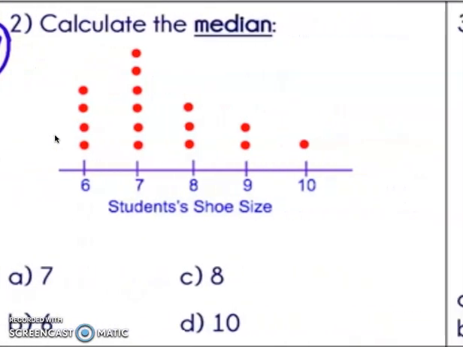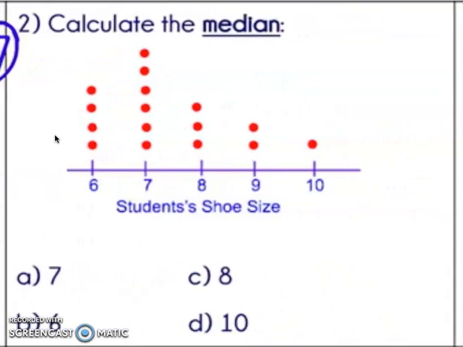Number 2 is a dot plot, and it says to find the median. So if we're going to find the median, the very first thing that we have to do is list out the entire data set. So if you didn't do that, you're going to do that with me now. List out all of your data points first. So if we look at this dot plot, to list out our data set, there's going to be 1, 2, 3, 4 sixes in our data set. So I'm going to go ahead and list those out.